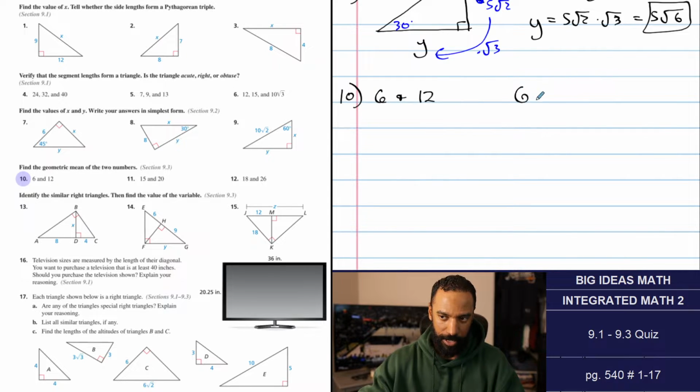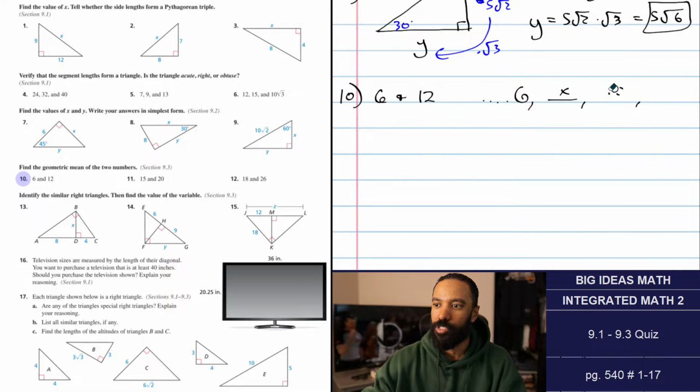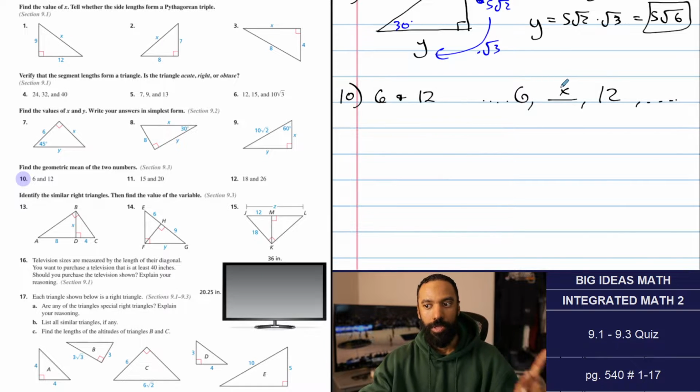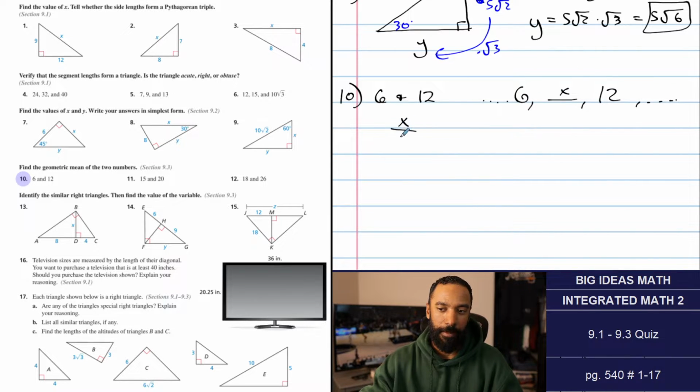The whole concept is that in a geometric sequence, x is some number between 6 and 12, meaning you have to multiply 6 by something to get x and x by something to get 12. It's not 9, it's not the halfway number in between or anything like that. But whatever that something is, it's the same. So whatever x divided by 6 is, 12 divided by x is also the same thing.